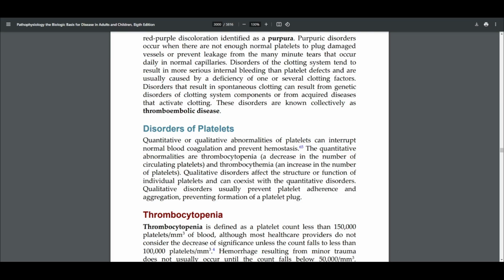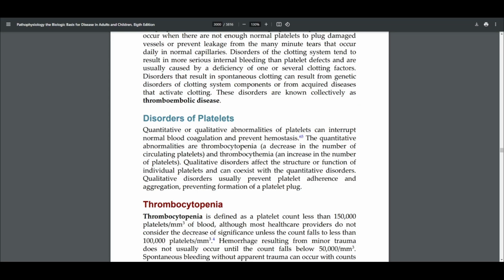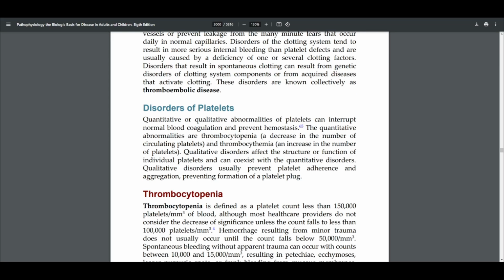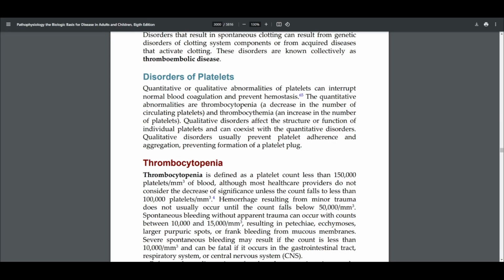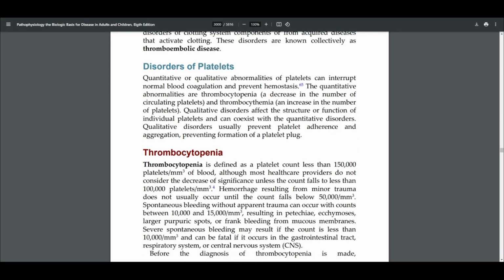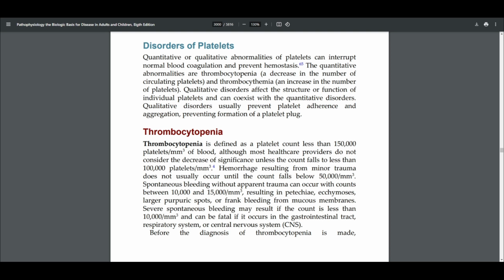Disorders that result in spontaneous clotting can result from genetic disorders of clotting system components or from acquired diseases that activate clotting. These disorders are known collectively as thromboembolic diseases. Disorders of platelets, quantitative or qualitative abnormalities of platelets, can interrupt normal coagulation and prevent hemostasis. The quantitative abnormalities are thrombocytopenia and thrombocythemia.